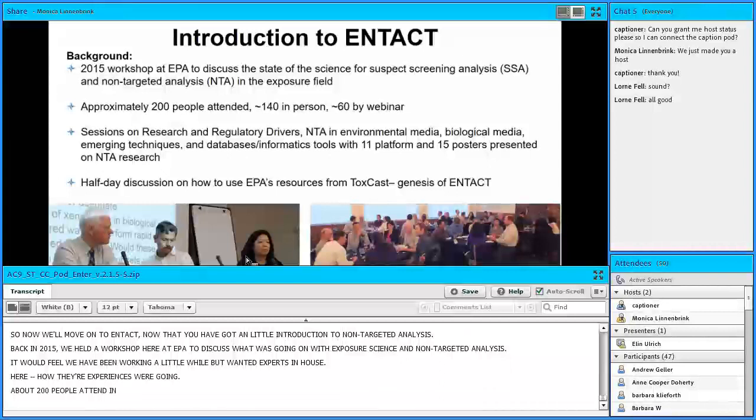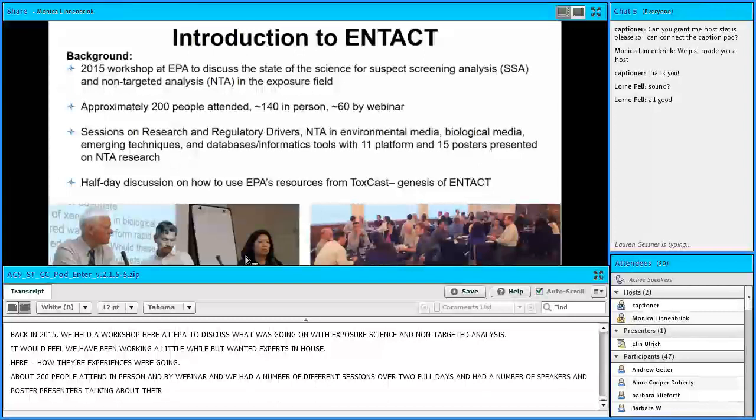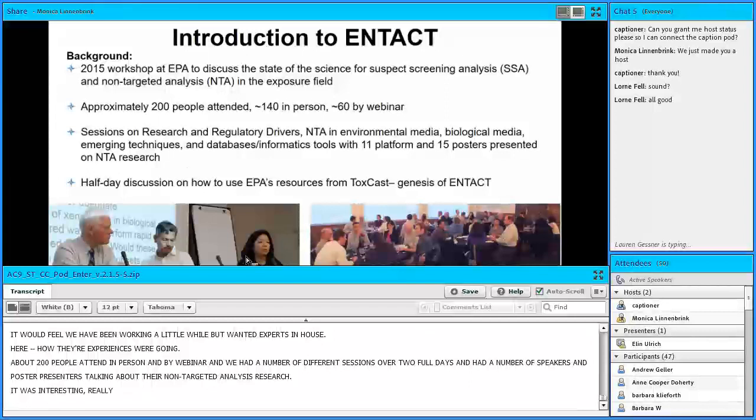And we had a number of different sessions over the 2 full days and had a number of speakers and poster presenters talking about their non-targeted analysis research. It was really interesting. It was really informative for us. And that has helped launch some of the efforts that are ongoing now.